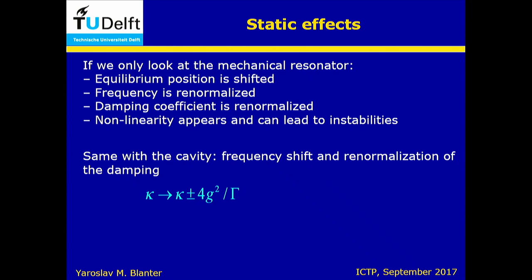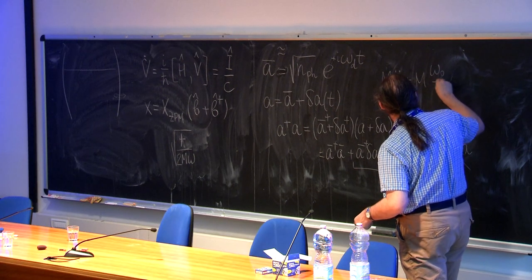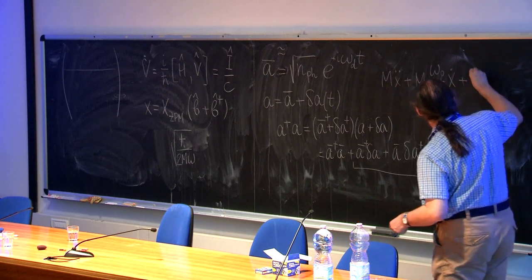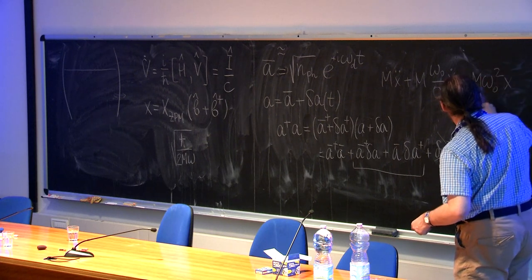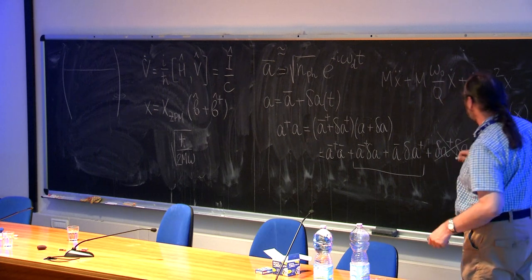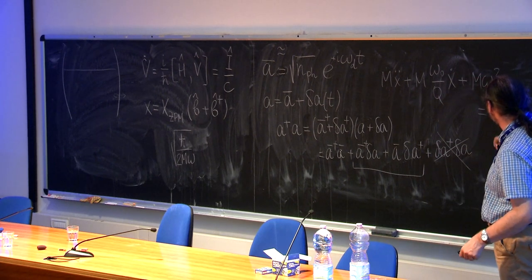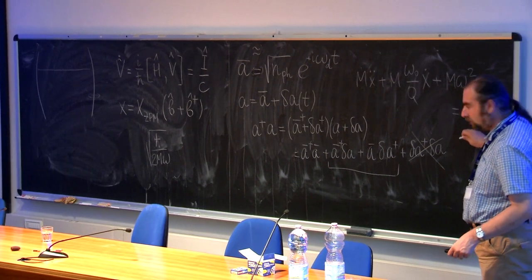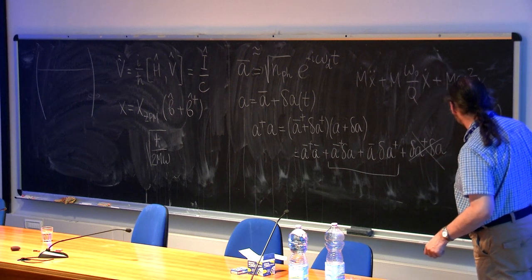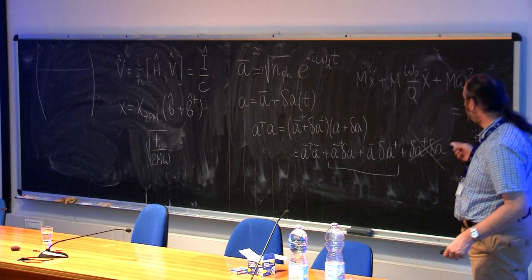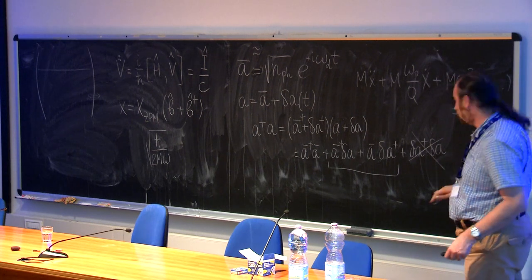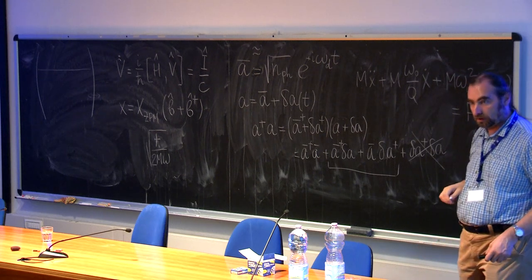Another thing which I didn't discuss, but it's also trivial, is that the equilibrium position of the resonator could be shifted. And that happens because, remember, we had this equation of motion of the resonator, let's say m x double dot plus m omega naught over Q x dot plus m omega naught squared x equals f of x. If you expand f of x, you renormalize the frequency, for instance, but you could also have a constant term, let's say plus f naught. And the only effect of f naught is to put it here and renormalize the equilibrium position of the resonator.